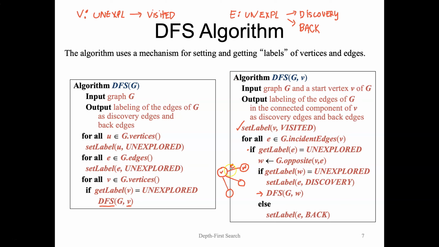Now, if this edge had led back to a vertex that we had already visited, meaning W had been marked as visited, it wasn't unexplored, then we'll label this as a back edge, indicating this is leading back to an already visited vertex.